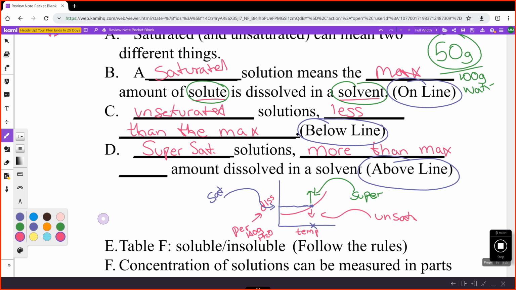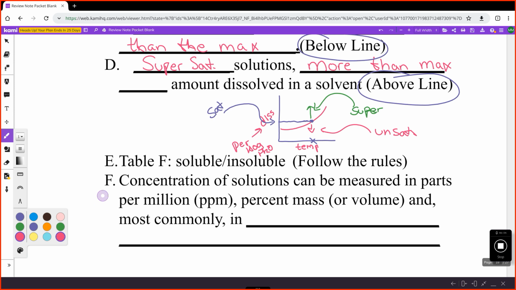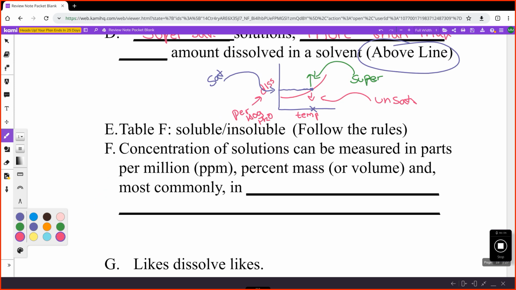The other part of this unit talks about table F. And table F tells you if things are soluble or insoluble. And you just have to follow the rules that are at the top of the column. So on table F, there is a column that says soluble in water. And it lists all the different ions and polyatomic ions that will dissolve in water. And on the right side of that, it says exceptions.